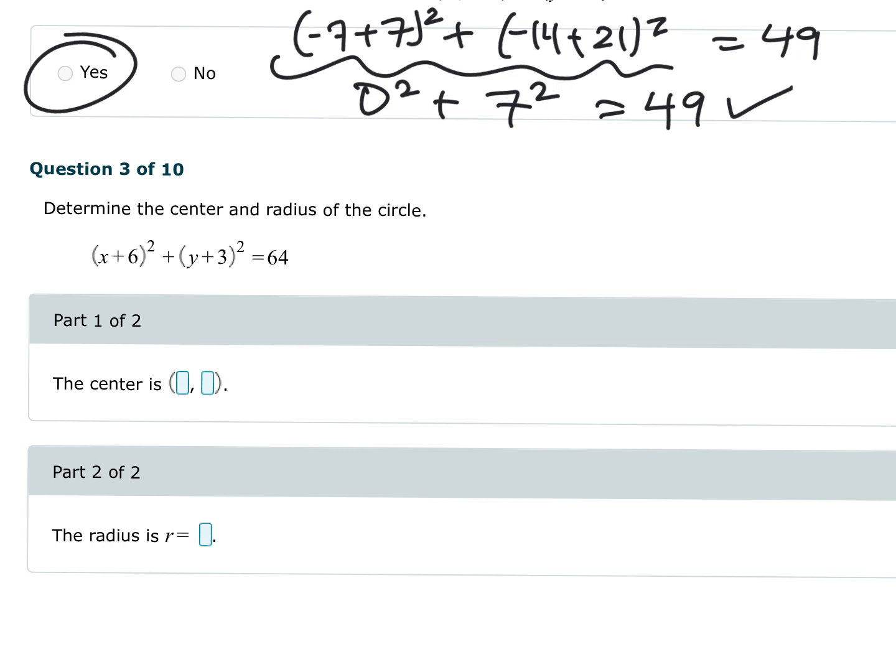All right, let's take a moment to try 3 kind of quickly, and then we'll move into 4 because they're going to have you write your radius a certain way sometimes, and I want to make sure we talk about that. So please try number 3.